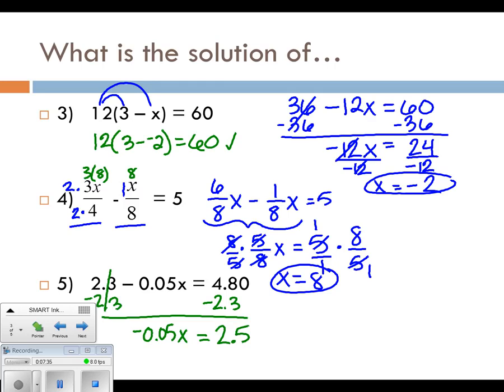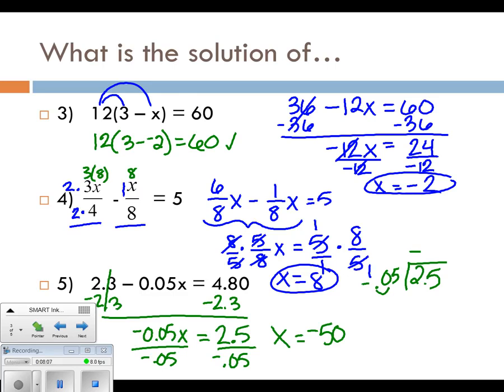Then I'm going to divide by negative 5/100. And so when we do 2.5 divided by negative 5/100, we end up with a negative 50. If you did long division, if you did 2.5 divided by 0.05, and that's a negative, we know our quotient's going to be a negative.